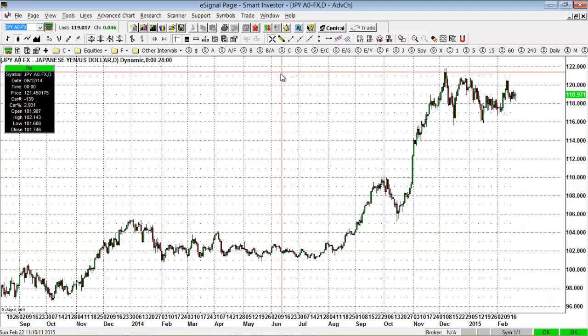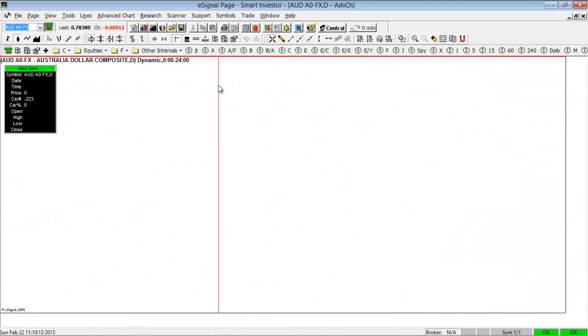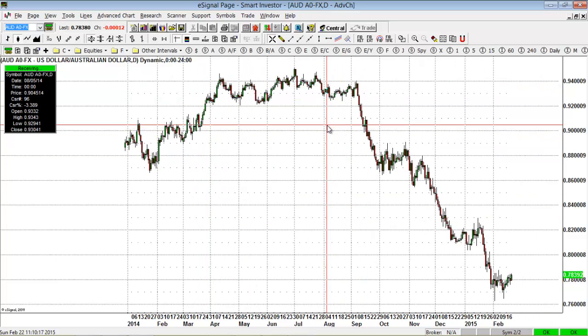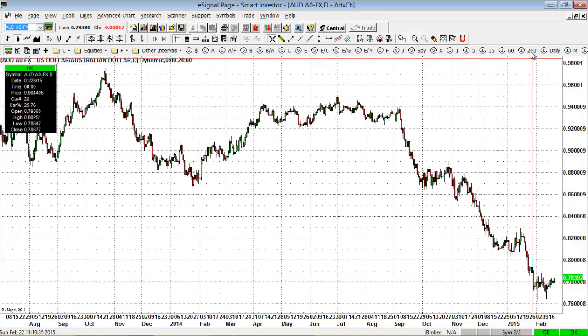Okay, taking a look at the Australian dollar, we see that the market is still in a pretty strong downtrend, but over the last couple of trading sessions we are consolidating here down near the 78 level, and bringing this down to the 4-hour chart.